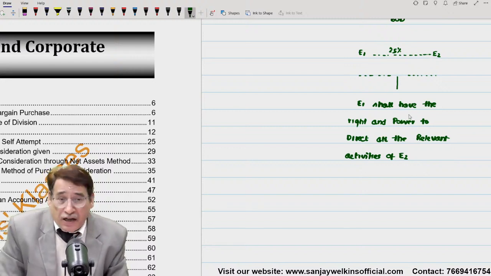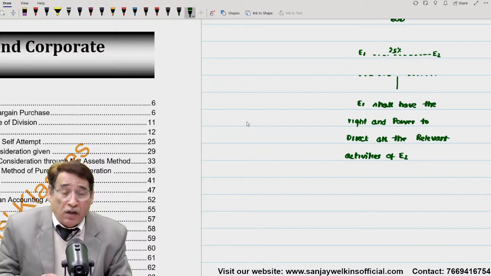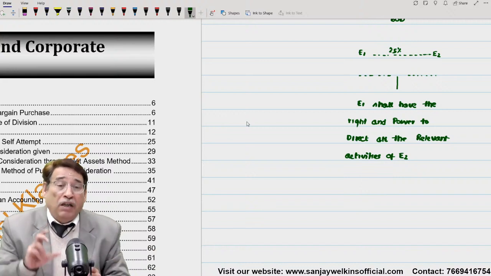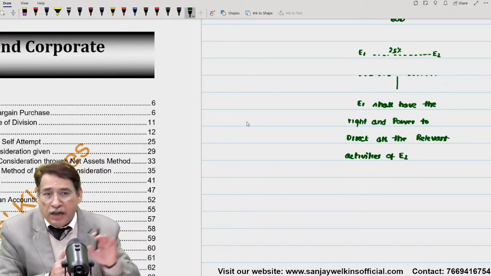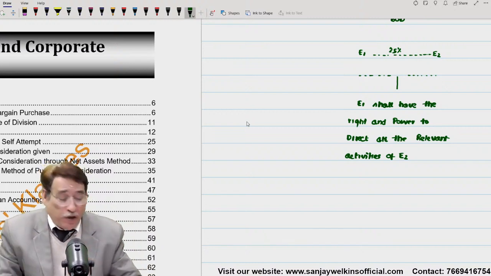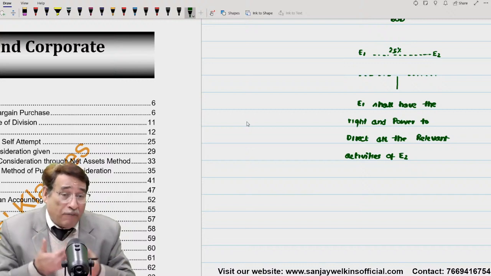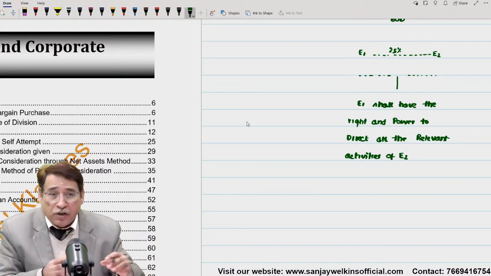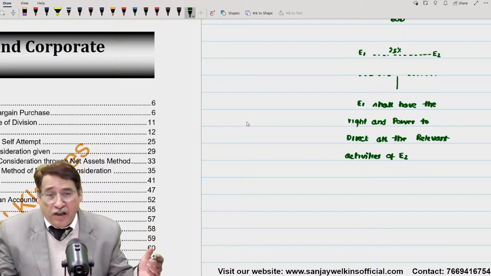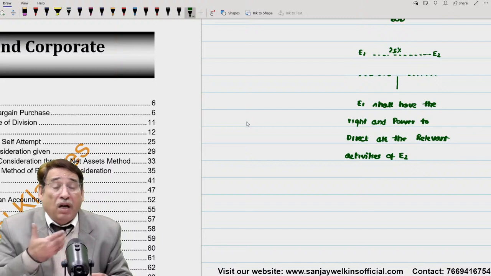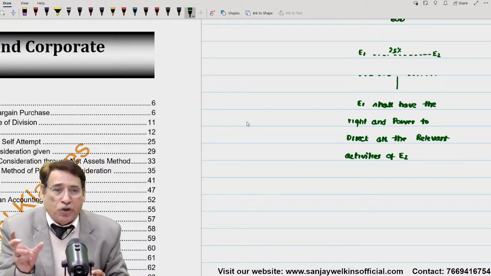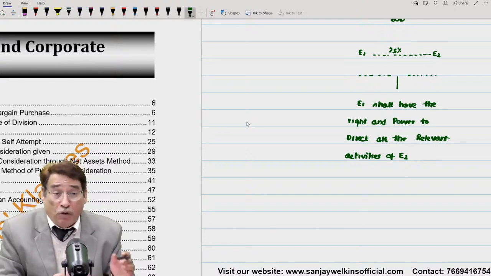However, because there is a very specific, very clear agreement, which states that E1 will be in the driver's seat, because E1 has been given the right and power to direct all the relevant activities of E2. So if we have the power or the right to direct, to control, to give direction to the relevant activities, quite obviously it means we are in the driver's seat and we are having the control. So even in this particular case, it will be presumed and construed that E1 is having the control over E2.